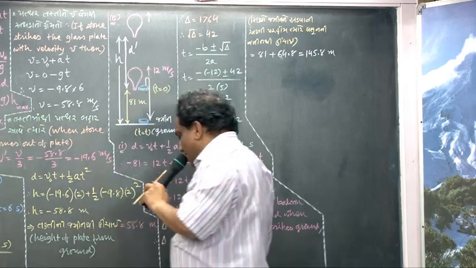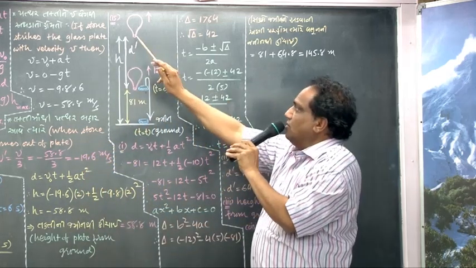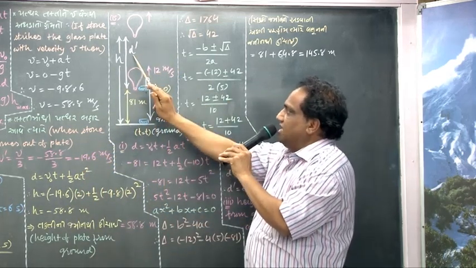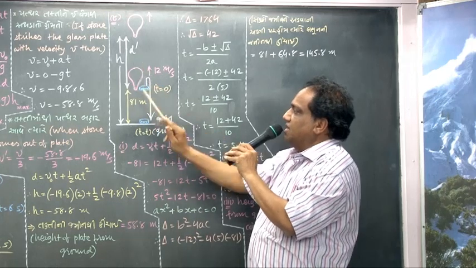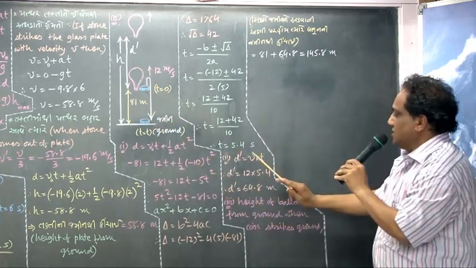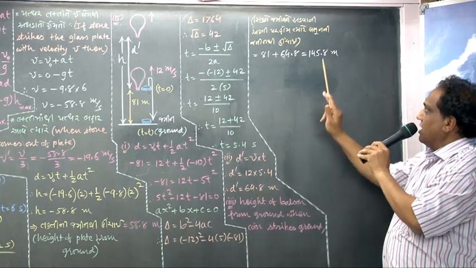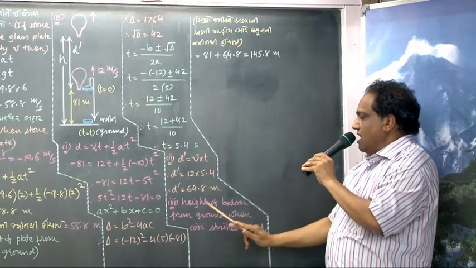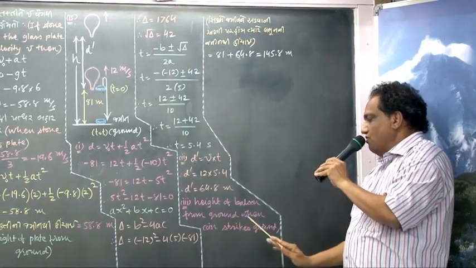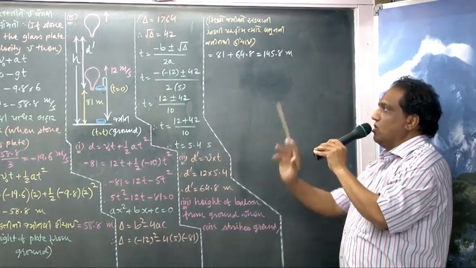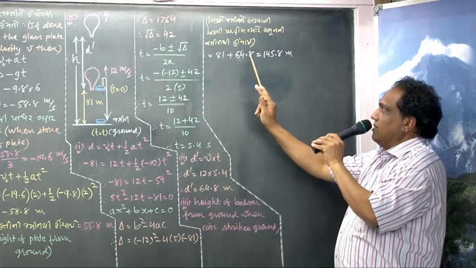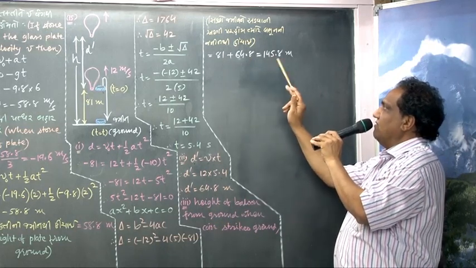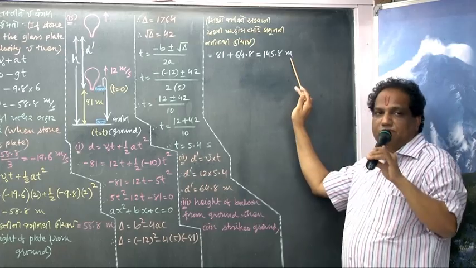So now what is the total height of the balloon from the ground? It is d dash plus 81. d dash is how much? 64.8 plus 81. It will give you the height of the balloon from the ground when the coin strikes the ground. It is 81 plus 64.8. The answer is 145.8, that many meters. Got it?